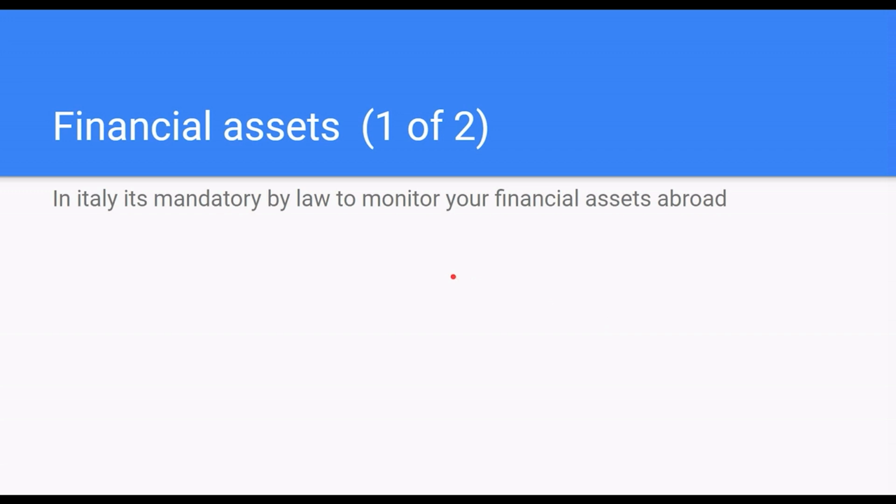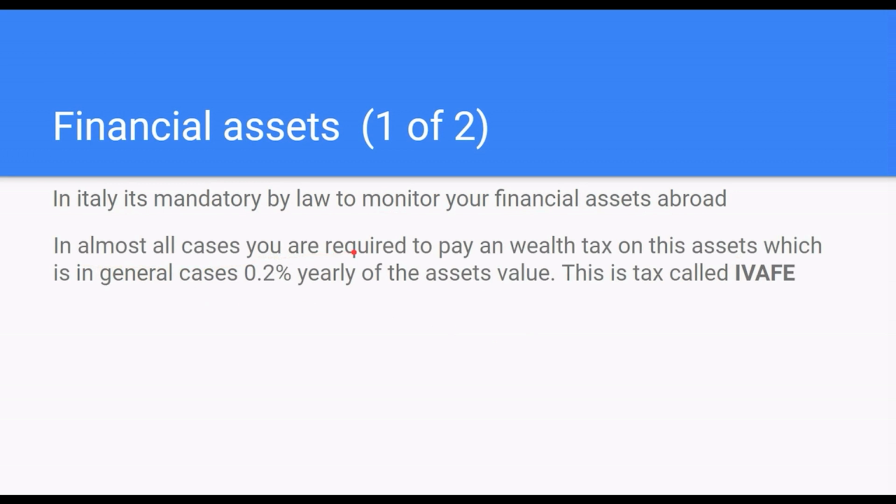In Italy, it's mandatory by law to monitor your financial assets abroad. This is a very important point. Even if you relocate under the impatriate regime, you will be considered an Italian fiscal resident, so you will have exactly the same rules. In almost all cases, you are required to pay a wealth tax on these assets, which in general cases is 0.2% yearly of the asset value, and this tax is called IVAFE. So you have a financial asset, you know its value, you multiply this value by 0.2%, and this is the amount of tax you have to pay each year. So be careful when you move to Italy. You also have to consider this amount of money that you might need to pay.